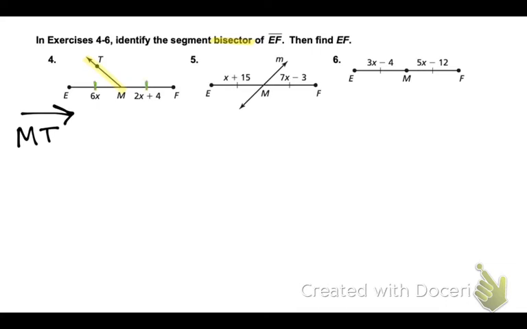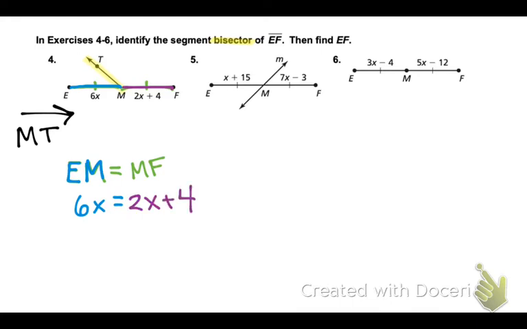What do these tick marks mean? They are congruent, which means the same length. So it means the length of EM is equal to the length of MF. Okay, so in that case, what is the length of EM? 6x. Okay, it'll be equal to the length of MF, which is 2x plus 4. So I'll always move the smaller x.